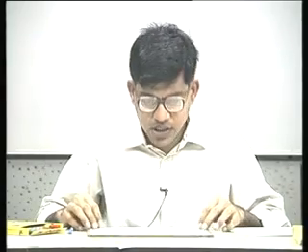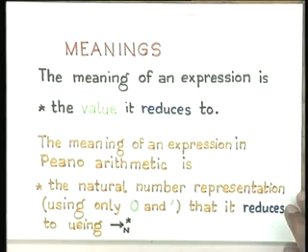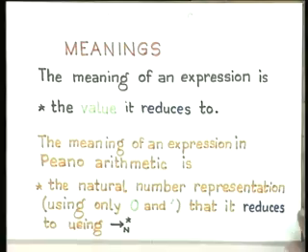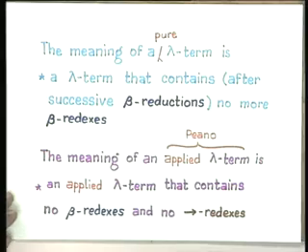One of the things we did in any kind of computation is to express the meaning of an expression as the value it reduces to. The meaning of an expression in Peano arithmetic is just some representation of the number which is the value of the expression. The meaning of an expression in the lambda calculus is a lambda term that contains no more beta redexes. In an applied lambda term, it is something that does not contain either any beta redexes or any Peano redexes.